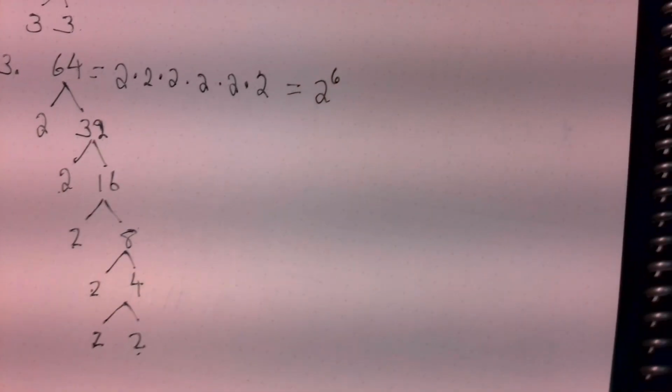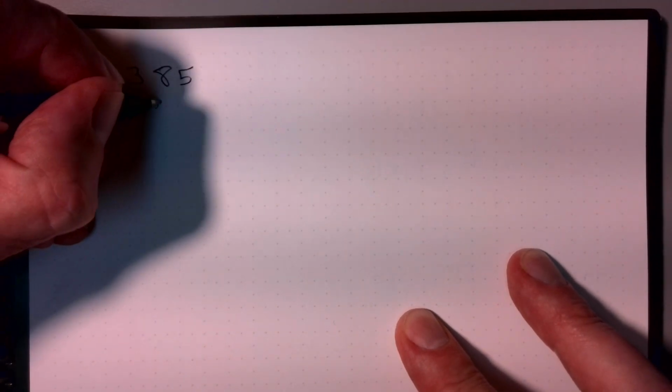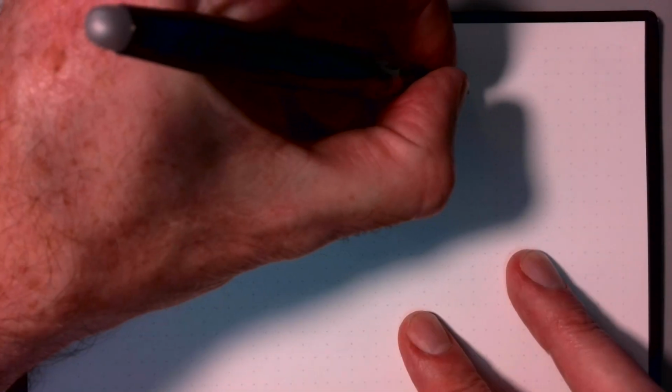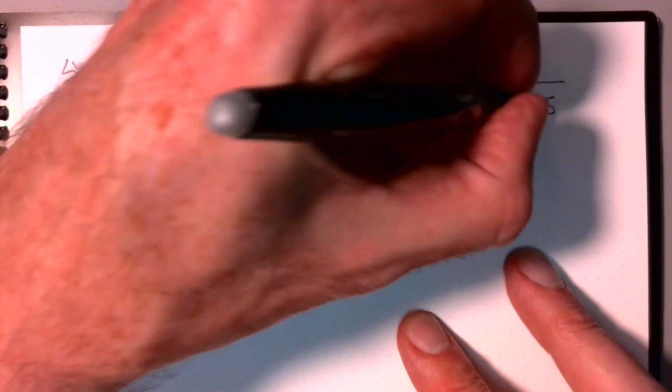Now, you don't always need to use exponents when you're doing your prime factors here. This was the third example I looked at. Let me do a fourth example for you right here. Let's do 385. That ends in a 5. So I know it's divisible by 5. Over here I'm going to do a little long division and find out what the other factor is.